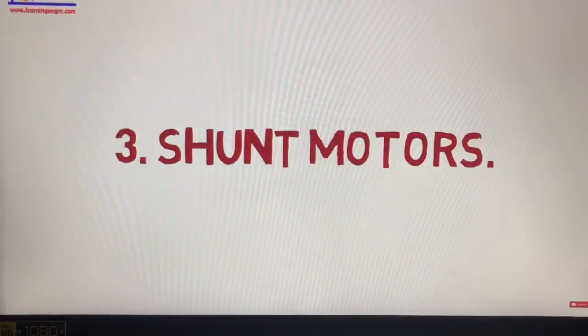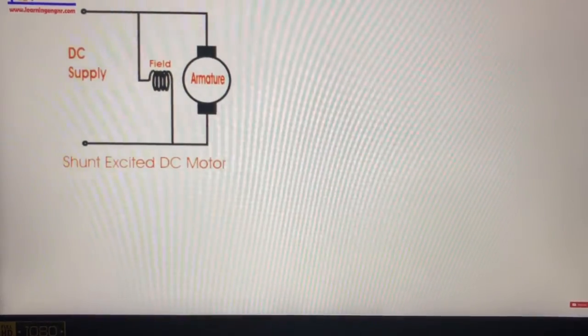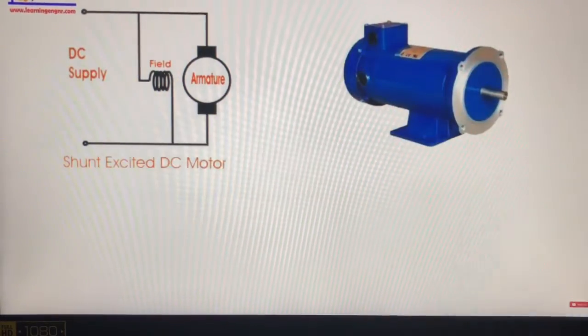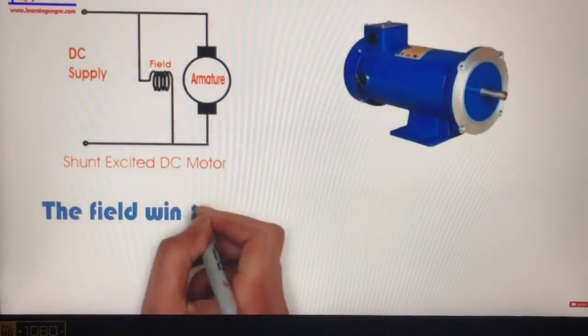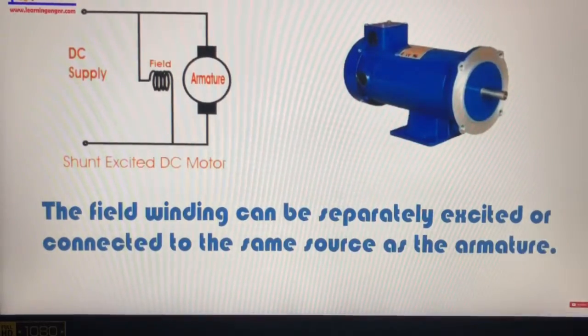3. Shunt motors. In a shunt motor, the field is connected in parallel, or shunt, with the armature winding. The shunt connected motor offers good speed regulation. The field winding can be separately excited or connected to the same source as the armature.